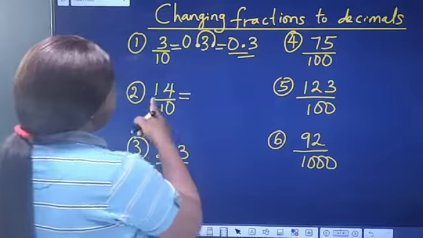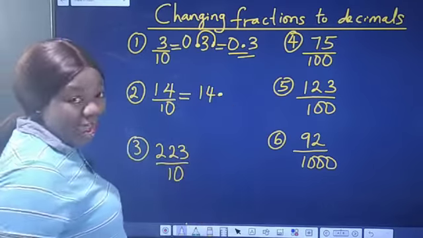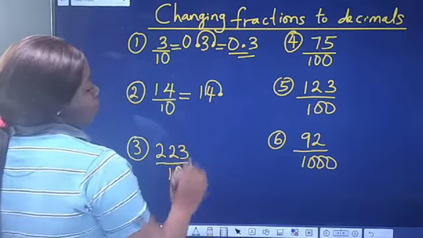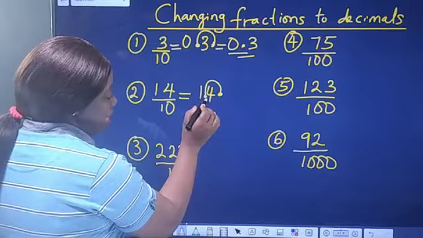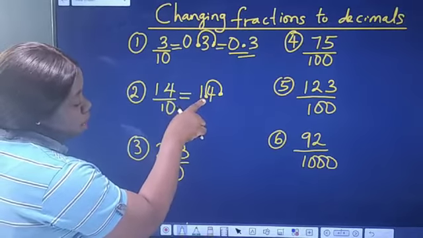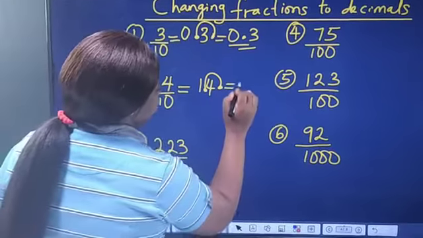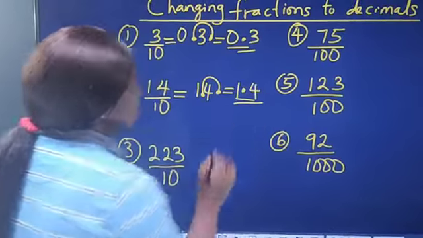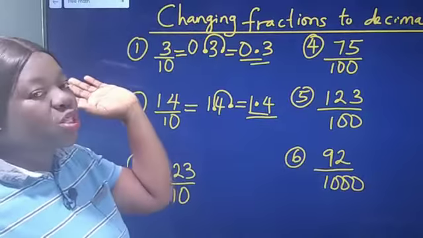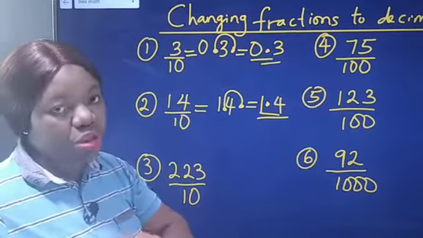Now the next one is 14 over 10. Write 14. Introduce a decimal point to the right. Count 1 to the left. So the decimal point has been shifted to this new point. So our answer will be 1.4. Take note. The reason we introduced 0 in the first one was because there was no number to our left. So since there was no number to the left, we had to introduce a 0.